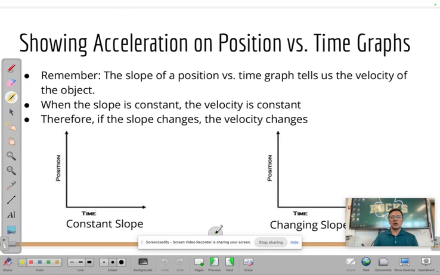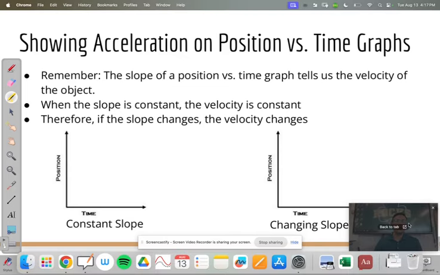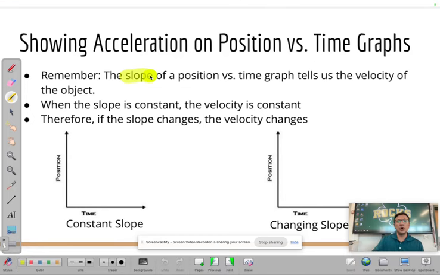Now, we do a lot of work with position and velocity versus time graphs. Sorry, I was trying to move my video here out of the corner, but I will move that when I need to. So at this point, we know that the slope of a position versus time graph tells us the velocity of an object. So slope of position versus time tells us velocity.